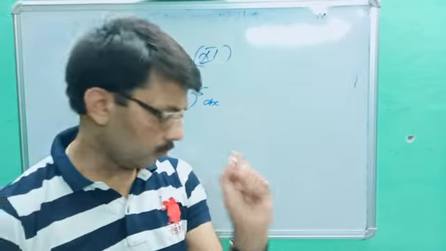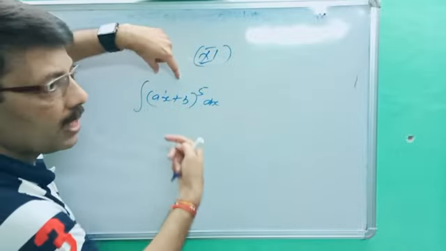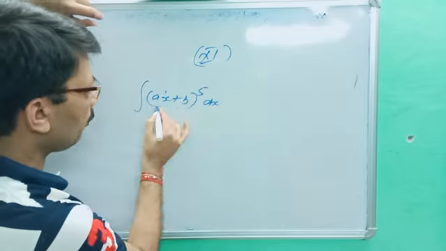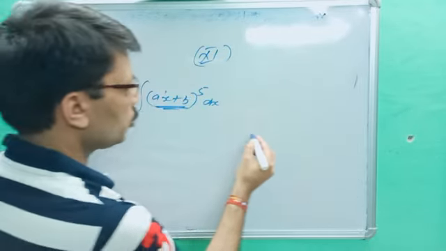One process is to expand it, but you would have to spend up to five steps, which is very time-consuming. So first you remove the problem creator, which is ax plus b.